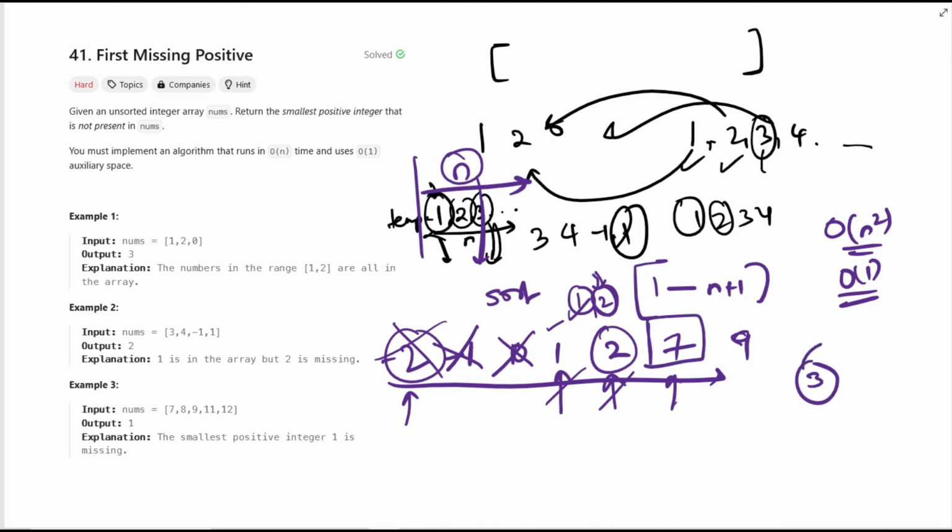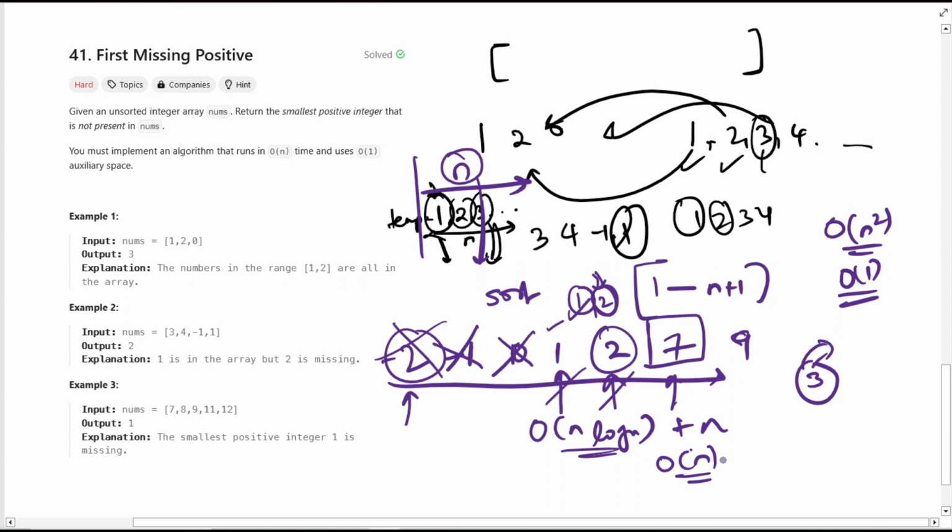So that is the reason I will be passing 3 as the output. So this is a very intuitive approach. Now this will take order of n log n time, because first we have to sort the input array and then do a scan once. So this will take order of n log n. What about the space?